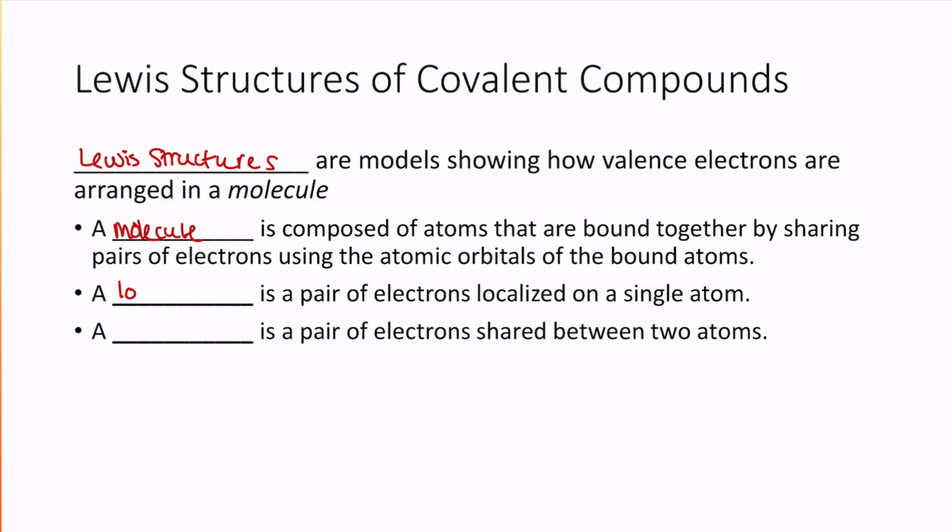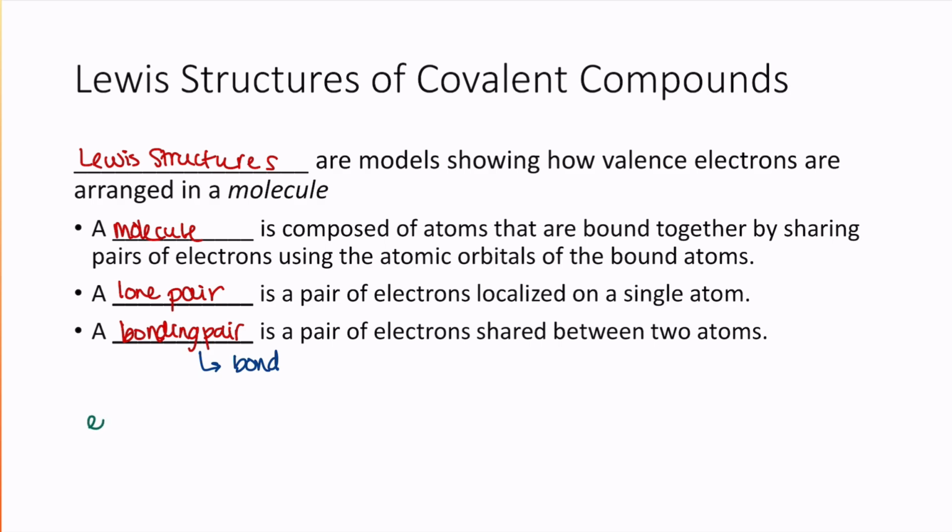A lone pair is a pair of electrons that is on a single atom, and a bonding pair is a pair of electrons that's going to be shared between two atoms. Another way of thinking of a bonding pair, this is a bond.